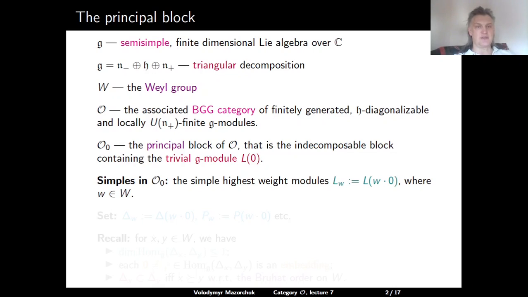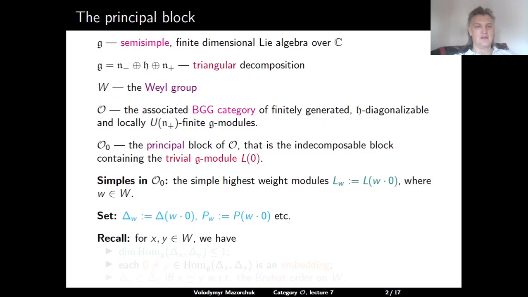And we already know that simples in this block are indexed by elements of the Weyl group. So for an element w, we denote by Lw the simple highest weight module with the highest weight w dot 0. So here dot is the dot action of the Weyl group, that is the action which is shifted by minus rho, where rho is the half of the sum of all positive roots. Similarly, to simplify the notation, we denote by Delta w the Verma module with highest weight w dot 0, and by Pw the indecomposable projective module, which is the projective cover of Lw.